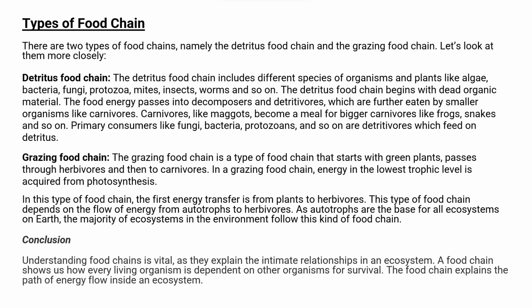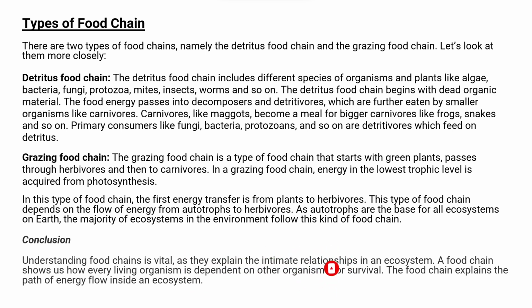The detritus food chain begins with dead organic material. The food energy passes into decomposers and detritivores, which are further eaten by smaller organisms like carnivores. Carnivores, like maggots, become a meal for bigger carnivores like frogs, snakes, and so on. Primary consumers like fungi, bacteria, protozoans, and so on are detritivores, which feed on detritus.